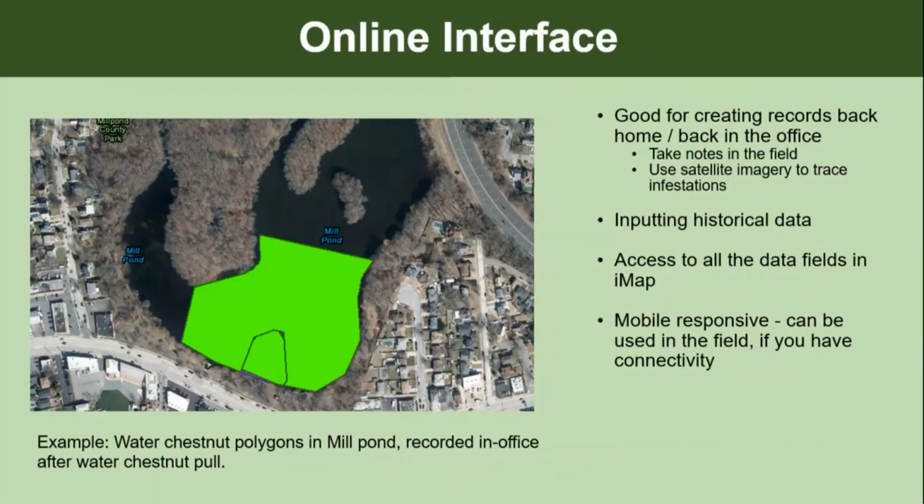So many of you are familiar with the online interface. It's good for reporting records back at home or back in the office. For instance, you could take notes in the field and then go back home and use satellite imagery to trace out an infestation based on your notes. You can input historical data. One benefit is that you have access to all the data fields, and it is also mobile responsive. So if you do have internet connectivity in the field, you can actually just log in online and record your data right there.